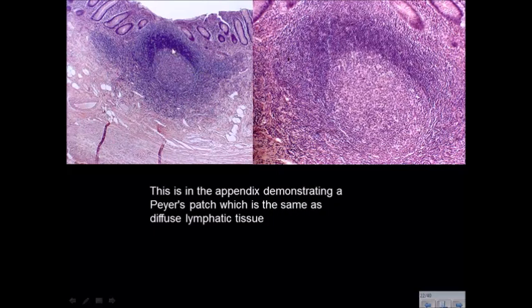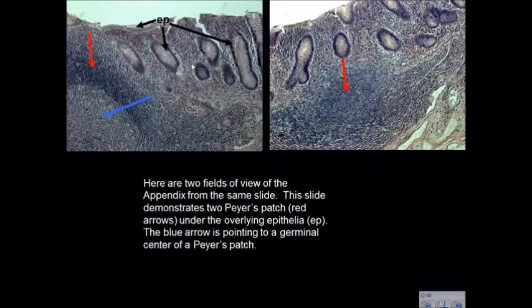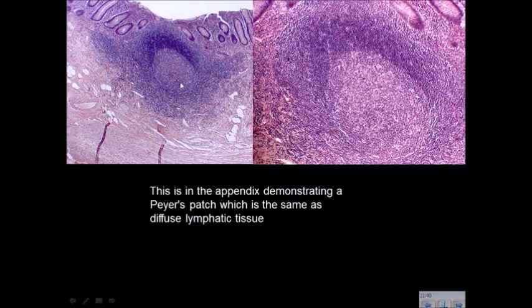Here's another Peyer's patch. This might be low power. This is high power. This is low power, the same image. Okay. And we're looking at a slightly different area of the same diffuse lymphatic tissue. Again, diffuse lymphatic tissue because it doesn't have a capsule.